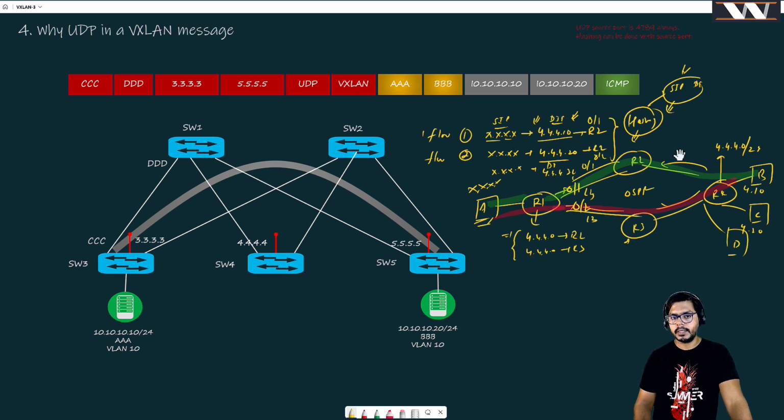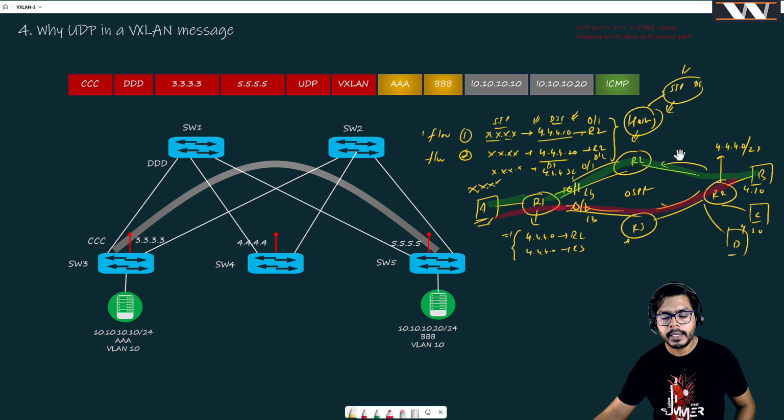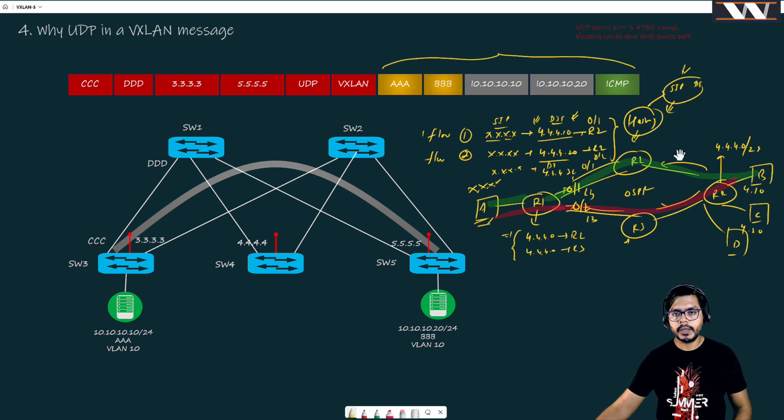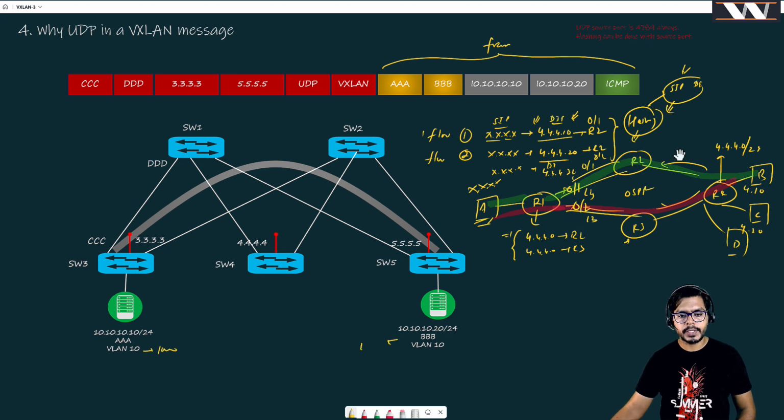Very, very interesting. But here is my problem in the case of VXLAN. See, this is my inner packet or inner frame. I have put the VNI, suppose this VLAN 10 is 1000. Here the VLAN 10 is 1000. The VNI number is 1000. So I have put this 1000 number also here.